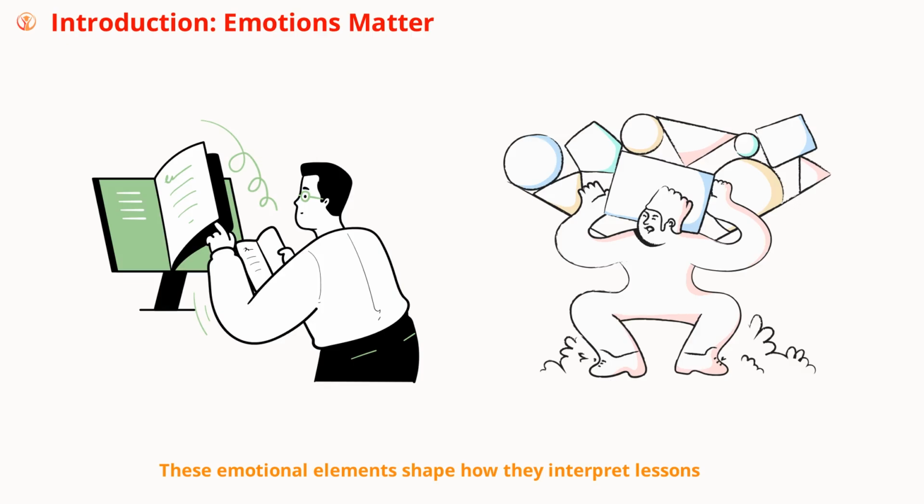These emotional elements shape how they interpret lessons, how willing they are to participate, and how much risk they are prepared to take. In this lesson, we'll uncover why a learner's emotional state is not a minor issue, but a central factor in whether language input is noticed, processed, and retained.